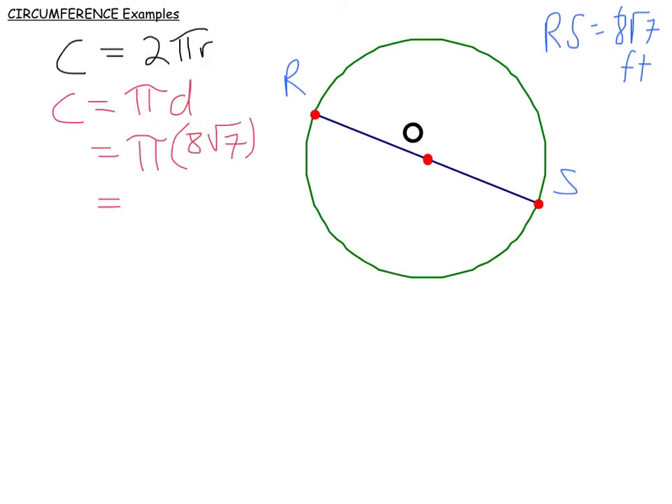And so what's the circumference? It's 8√7 pi, whatever the heck that is. And you could probably approximate it. Notice the units are in feet, because perimeter, we're just measuring one dimension of distance.